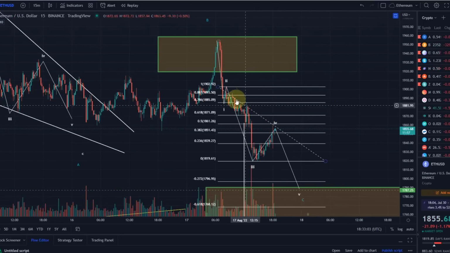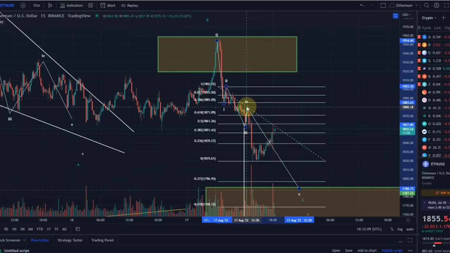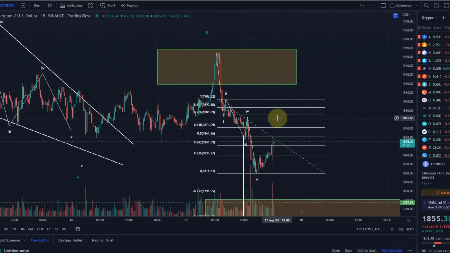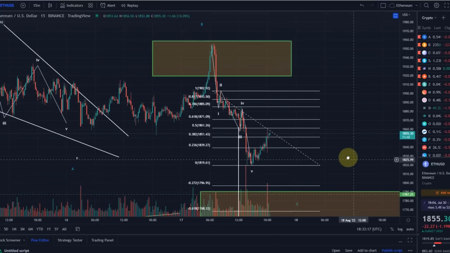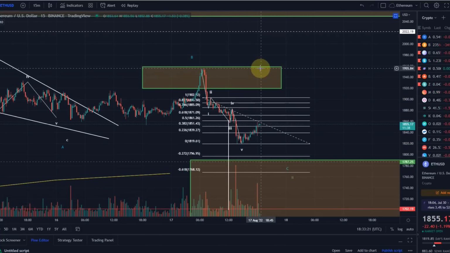Because there is another way to count this, in that we could see this as the 3, this as the 4, and then the wave 5 was this. But then I would want to see price action above that level, above 1885. And that would be the first indication. Best indication though would be a move above the wave B that was at 1960.